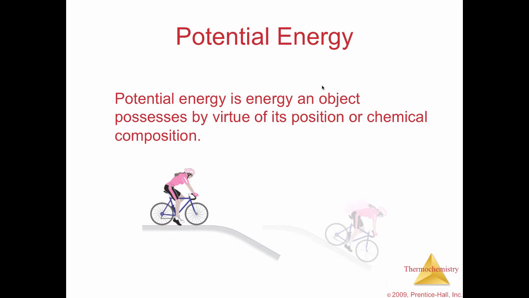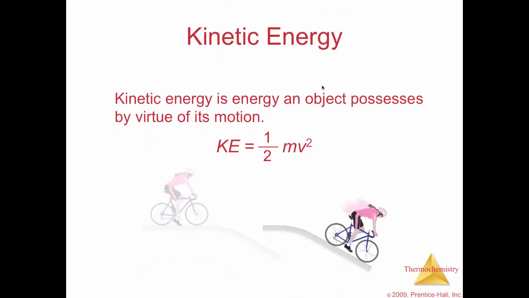Potential energy is energy an object possesses by virtue of its position or chemical composition. Kinetic energy is energy an object possesses by virtue of its motion. And we have an equation, kinetic energy equals 1/2 times the mass times velocity squared.